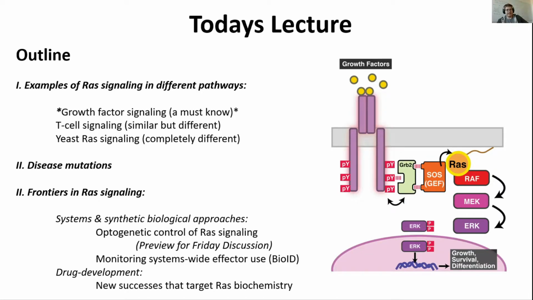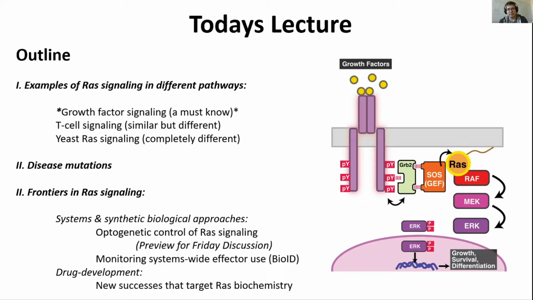So that brings us to today's lecture, and I'll just outline what we're going to go over, what is kind of a must know, and what are other things to learn about. To begin this lecture, we're going to talk about different examples of RAS signaling in different signaling pathways. I'm going to go through the growth factor signaling, which is really a must know. This is sort of the paradigm for thinking about RAS GTPase signaling.